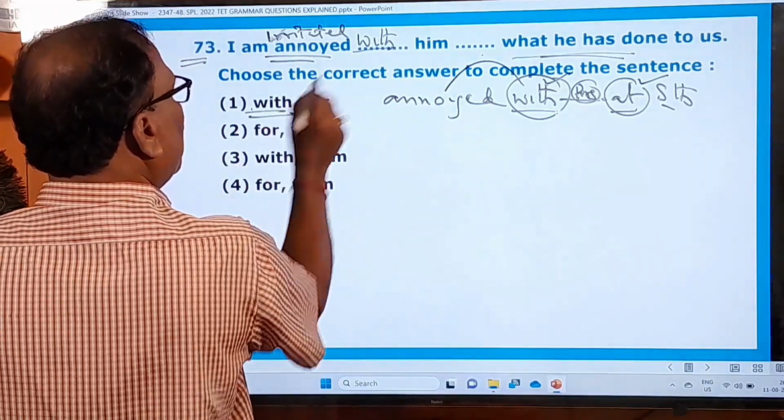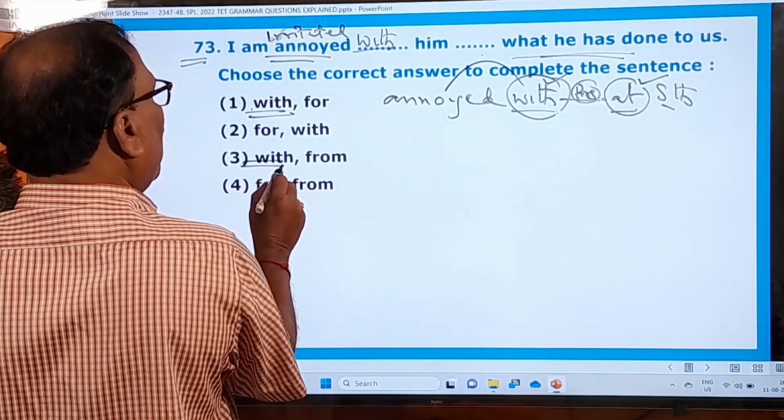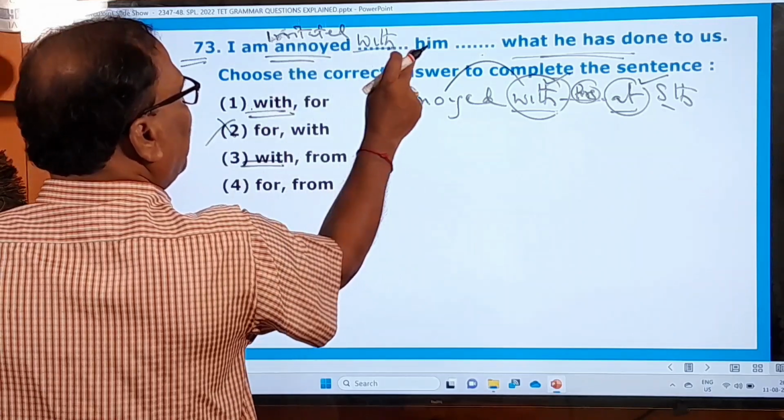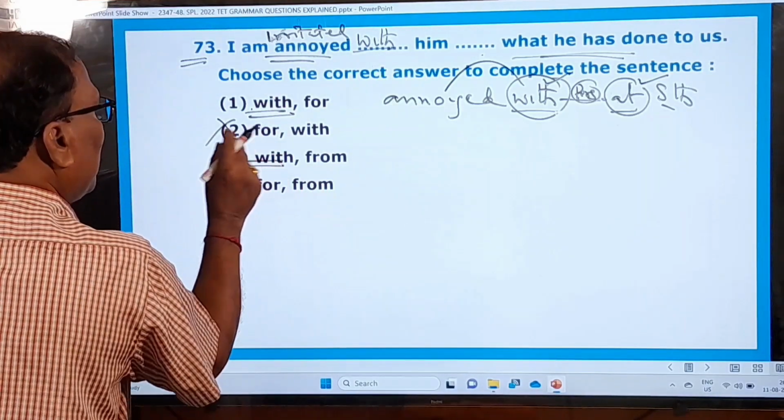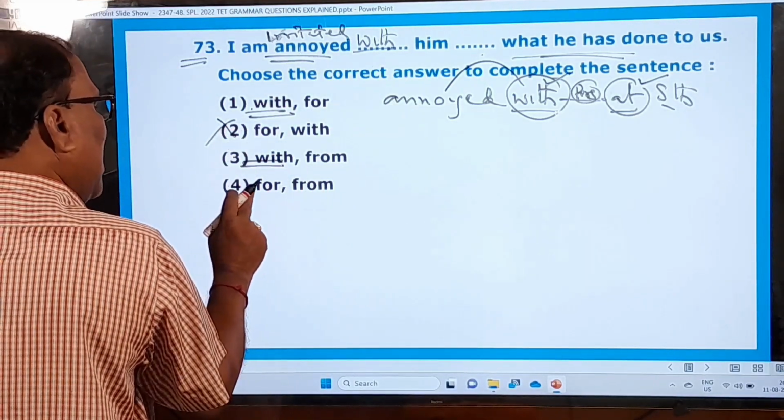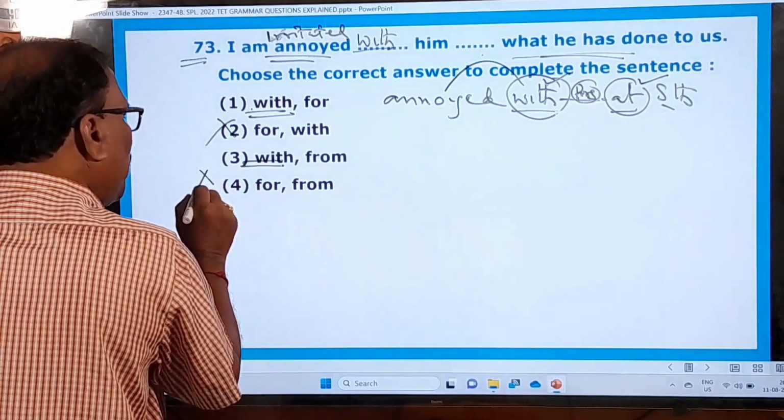What is that? With is used here. Here also with is used. So for is not used here. I am annoyed, for is not there. So for things are there. In option 2, for is there. In option 4 also for is there. These two are dropped.